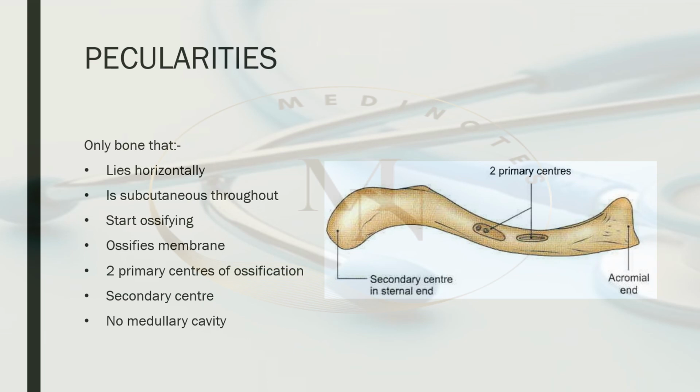Now, what are the peculiarities? So this is the bone. It is the only long bone that lies horizontal in our body, and it is subcutaneous all throughout.